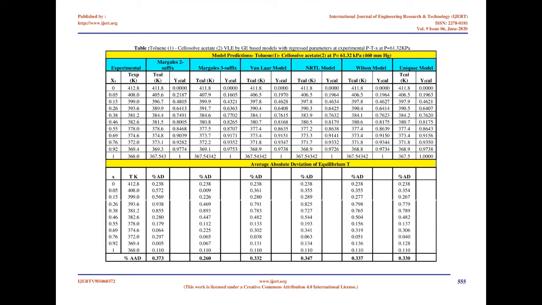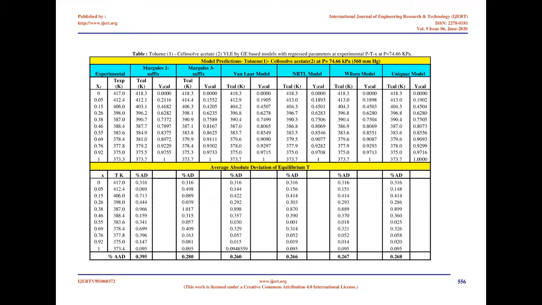Experimentally investigated equilibrium in the binary system Cellosolve acetate-toluene. VLE data on binary mixtures of organic compounds are of significant importance for the design of numerous industrial chemical processes or for the purpose of environmental protection.